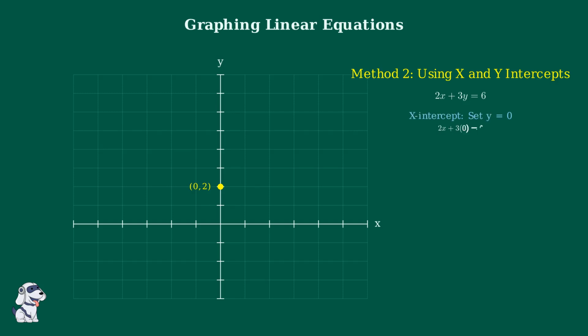To find the x-intercept, we set y equal to 0. This gives us 2x equals 6, so x equals 3. The x-intercept is at point (3, 0). Finally, draw a straight line through both intercept points. This line represents all solutions to the equation 2x plus 3y equals 6. Both methods give us accurate graphs of linear equations. Choose the method that works best for the form of equation you're given.